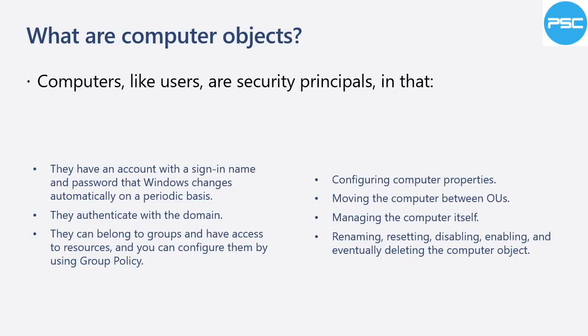Computers, like users, are security principals in that they have an account with a sign-in name and password that Windows changes automatically on a periodic basis. They authenticate with the domain. They can belong to groups and have access to resources, and you can configure them by using group policy. A computer account begins its life cycle when you create the computer object and join it to your domain. After you join the computer account to your domain, day-to-day administrative tasks include configuring computer properties, moving the computer between OUs, managing the computer itself, renaming, resetting, disabling, enabling, and eventually deleting the computer object.